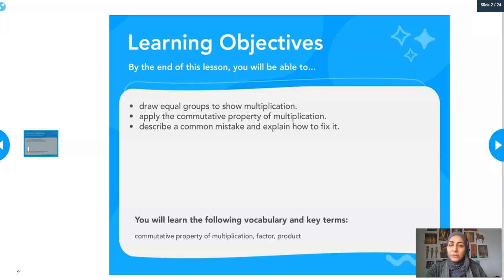So let's get started. Our learning objective for today: by the end of this lesson, you will be able to draw equal groups to show multiplication, apply the commutative property of multiplication, describe a common mistake, and explain how to fix it. And you're going to learn the following vocab and key terms as we move forward: the commutative property of multiplication, factor, and product. Let's get ready.